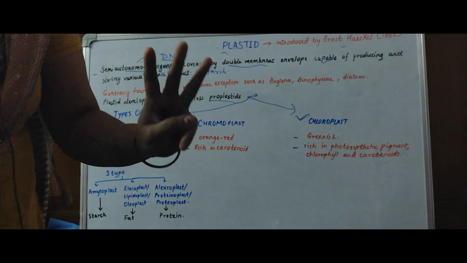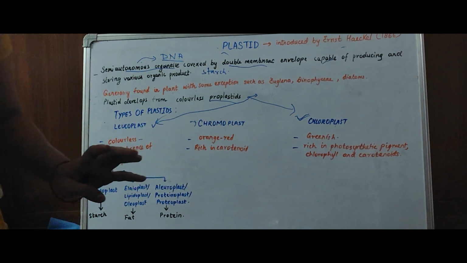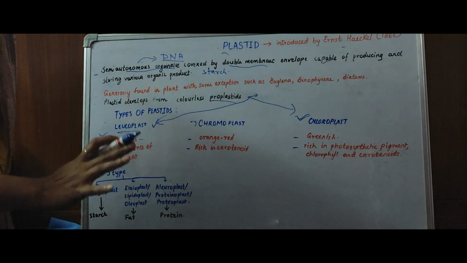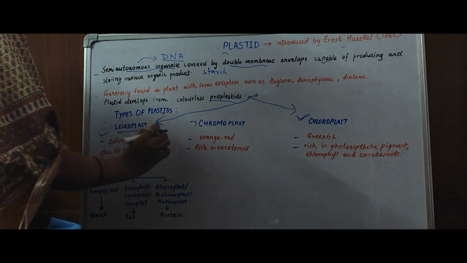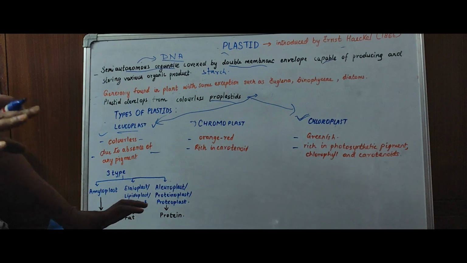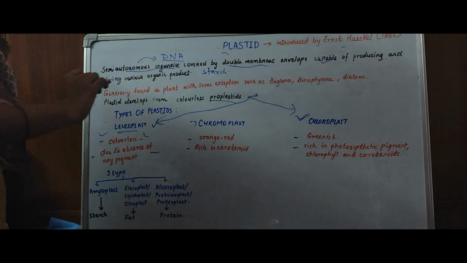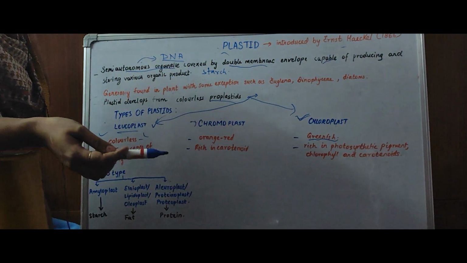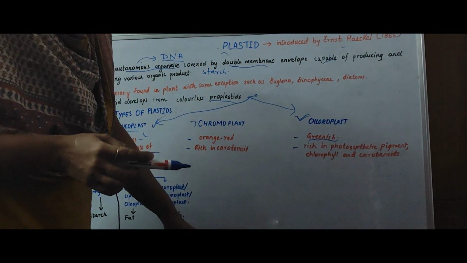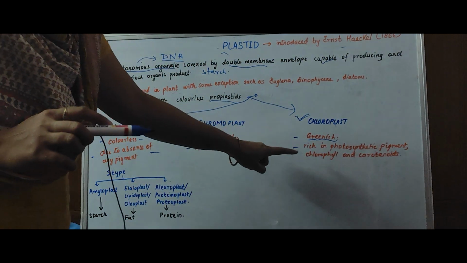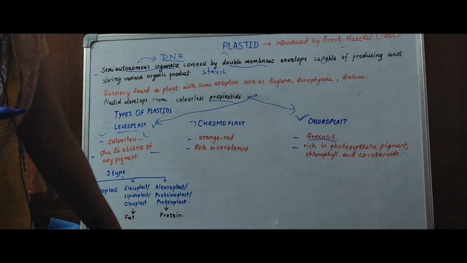So there are three types of plastid on the basis of colors. First of all, leucoplast, which is colorless. Why is it colorless? Because it does not contain any kind of pigment. It does not have any photosynthetic pigment, neither any carotenoid or something like that. So leucoplasts are colorless, and chloroplast is greenish in color. Why is it greenish? Because it contains chlorophyll, carotenoid, and photosynthetic pigments, and it contains chlorophyll in higher amount.